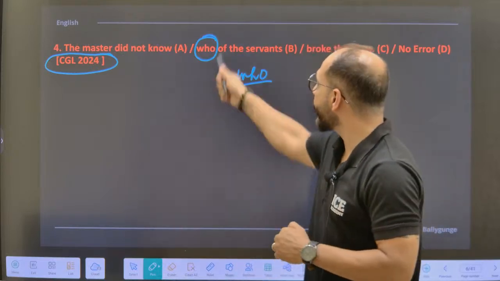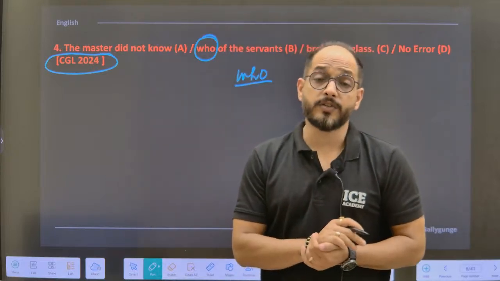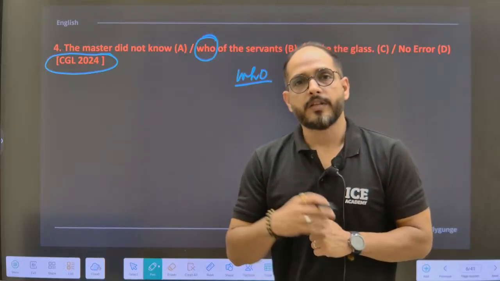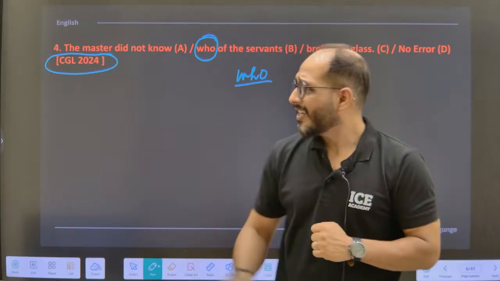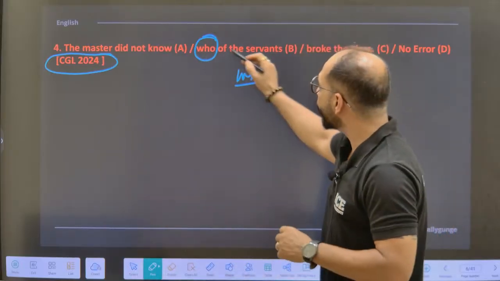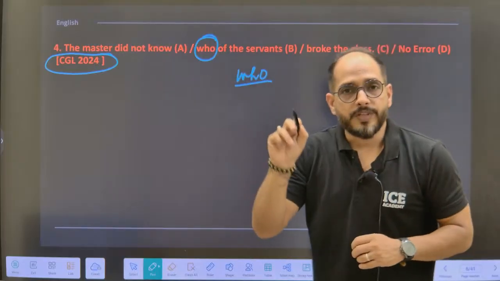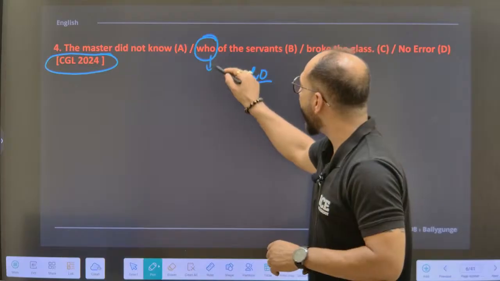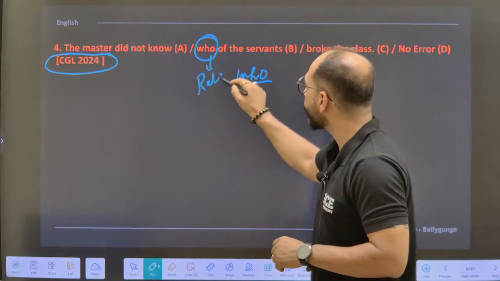So what is the interrogative pronoun doing here? If the sentence is not interrogative, if I were to say who are you, then it is an interrogative pronoun, but it is not an interrogative sentence. Therefore this pronoun here is not an interrogative pronoun, this is basically a relative pronoun.